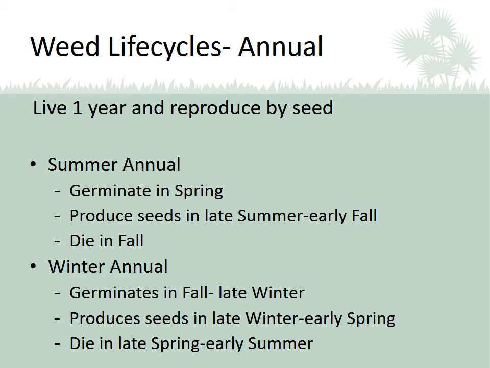On the other hand, winter annuals are a whole other group of weeds. They germinate in fall to late winter. So they're going to come up in the fall, grow all winter long, flower, and set seeds, and then in the early spring when it starts to heat up, they're going to die back, drop their seeds, and then if allowed to do so, they're going to come back the next fall.